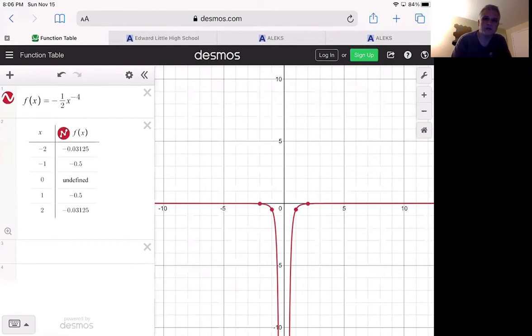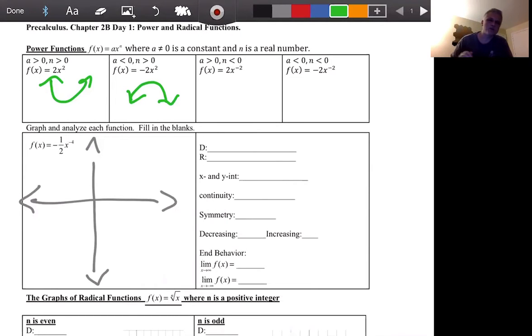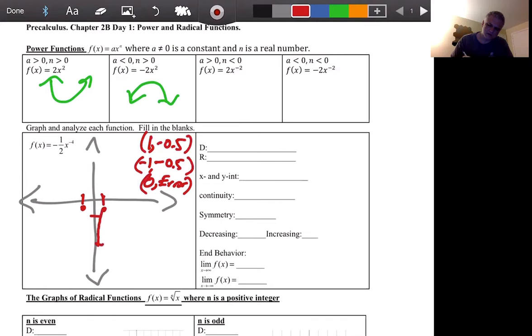So let's go back to our paper, and now let's plot those points that we had. We had the point 1, -0.5. That was one point. So 1, -0.5 is here. We also had -1, -0.5. So we were there. Then we had 0 was an error. And then we saw that as we get closer to 0, the function is diving down. And as we get further away from 0, the function is leveling off. It's getting closer and closer to the x-axis.